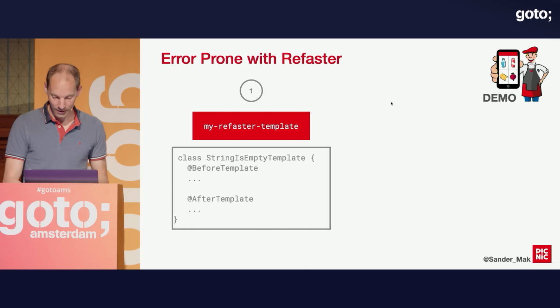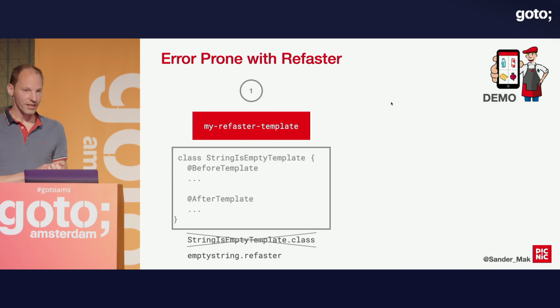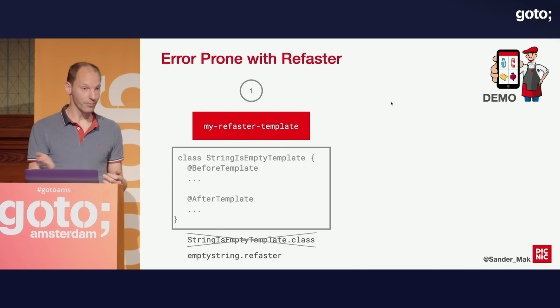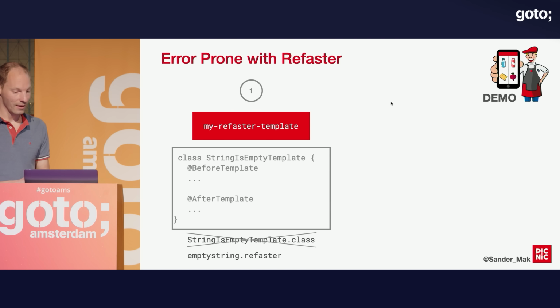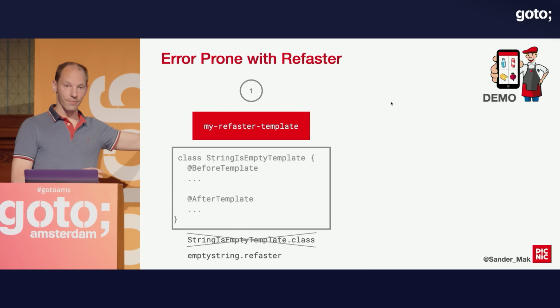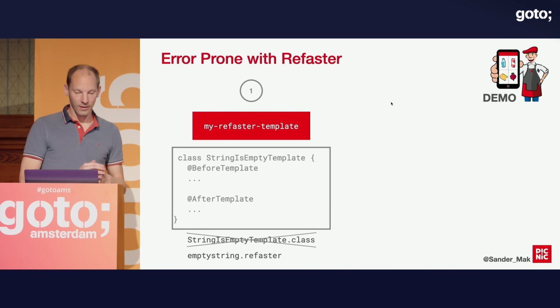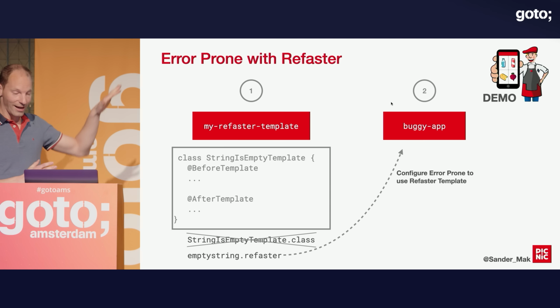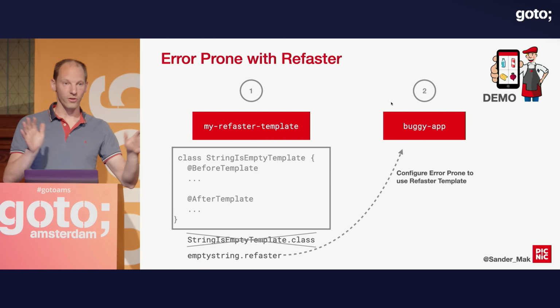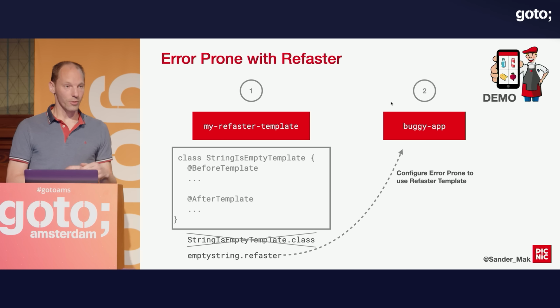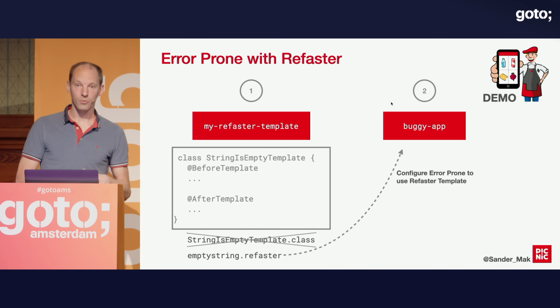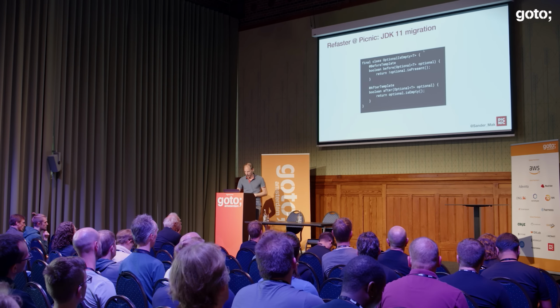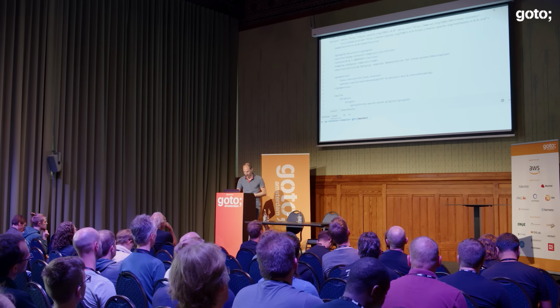concrete Java syntax. Now, what you then need to do is to run the Java compiler on this class using yet another compiler plugin called the Refaster resource compiler, which turns this template into something that can be executed, that can be applied by error-prone. And this will be put into an empty string.refaster file in this case. And that file we're going to provide to the buggy app that we just saw, that we are going to use to do the rewriting. So the actual class file of the string isEmpty template will be ignored. That's actually not something that we're going to use. It is all about the side effect of creating this Refaster file that can then be used by error-prone to do the rewriting. Right, so let's go to our third project.